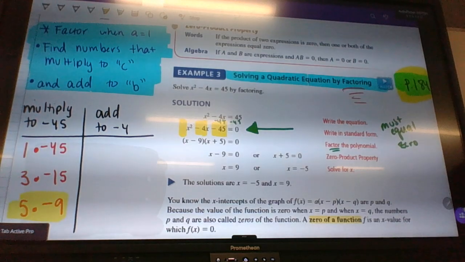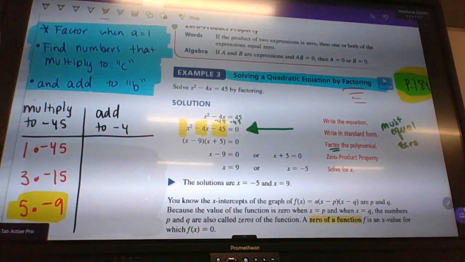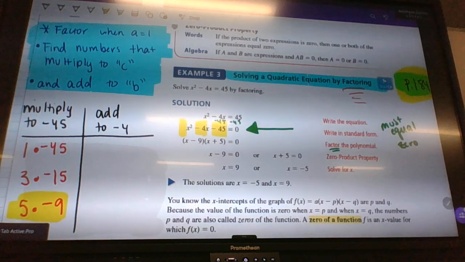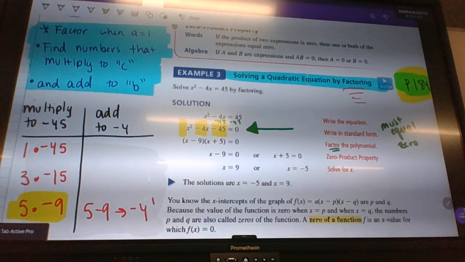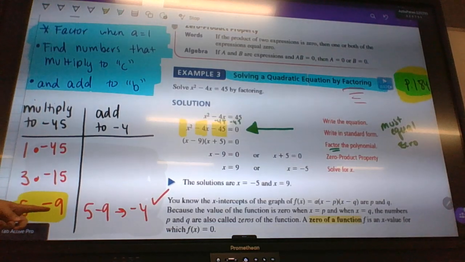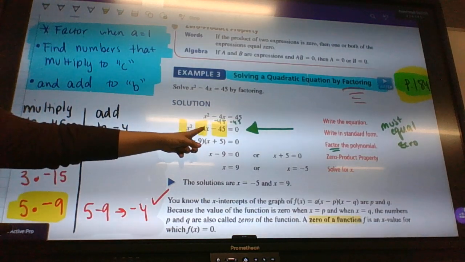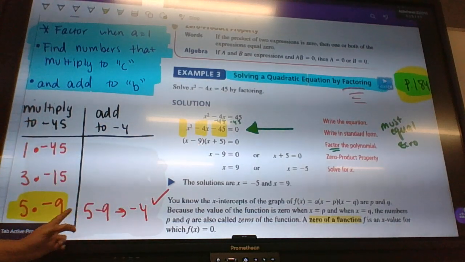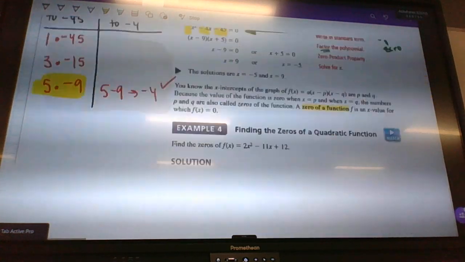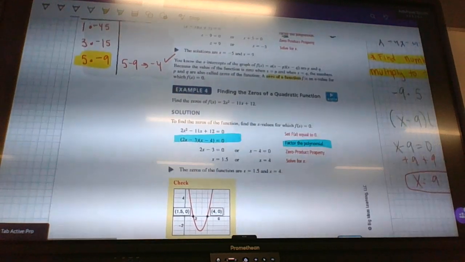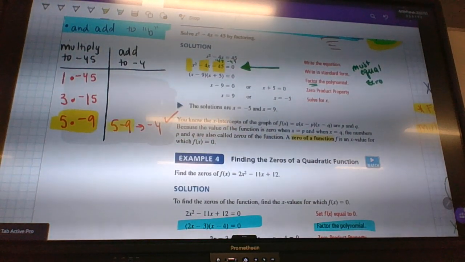This last group jumps out at me. Yeah. 5 minus 9, that's negative 4. So I'm going to just check it. 5 minus 9 is negative 4. So because these two factors combine to create that middle number, I know these are the numbers that I use to write in factor form. So to write in factor form, you pick the numbers that work.